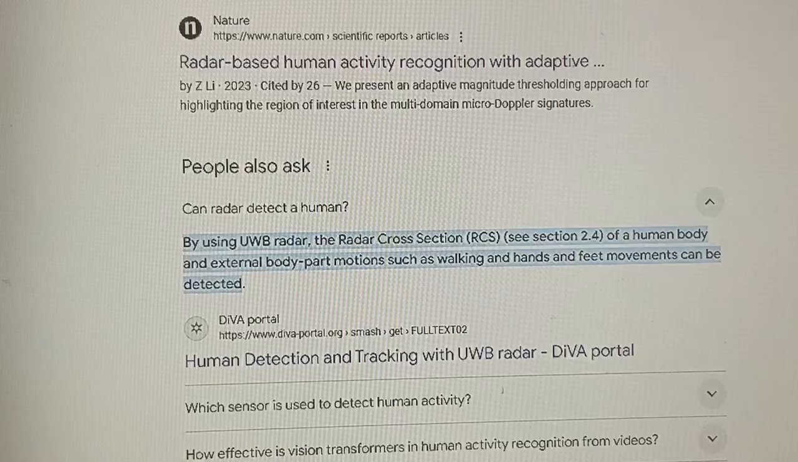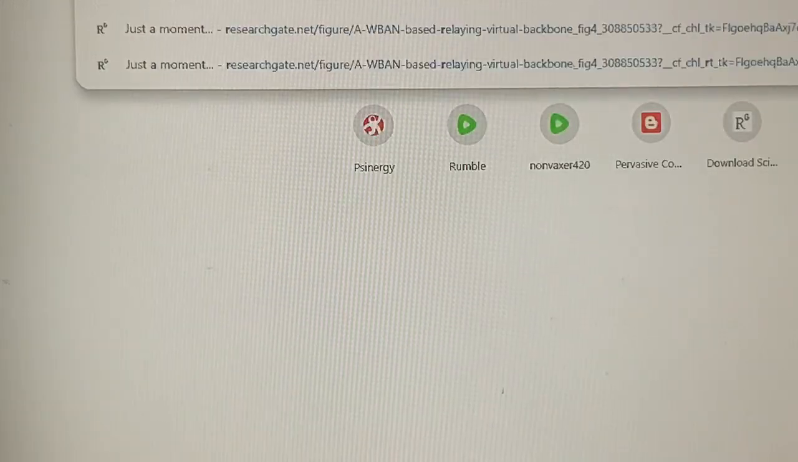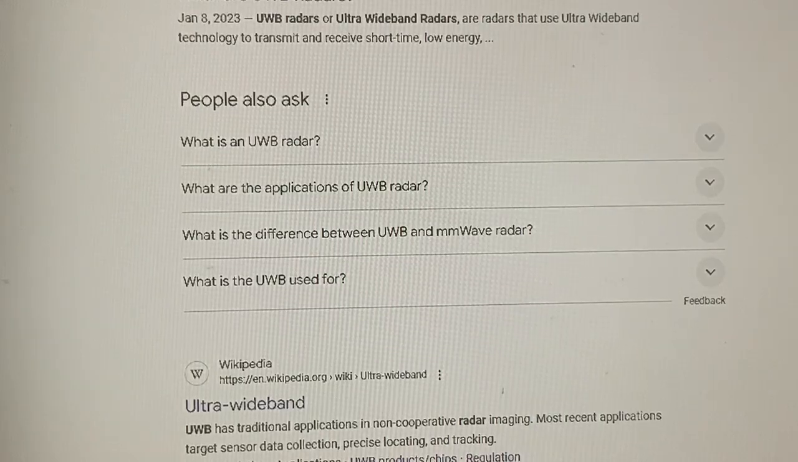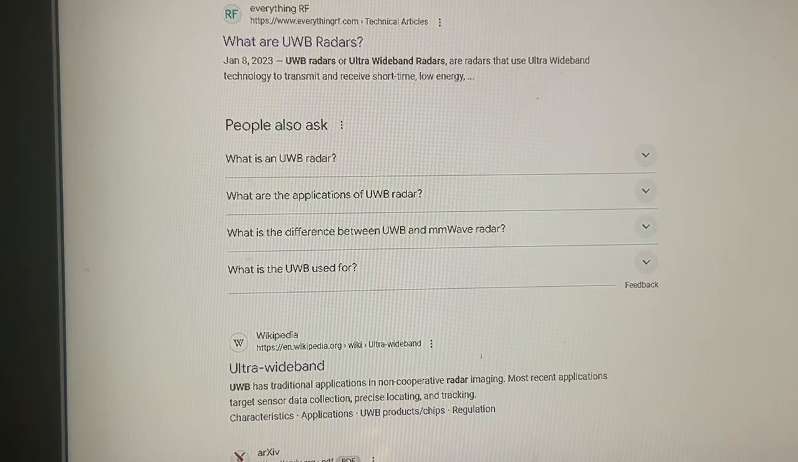Can radar detect a human? By using UWB radar. What's that? The radar cross-section, RCS, of a human body and external body part motions, such as walking and hands and feet movements, can be detected. Oh, what is UWB radar? Ultra-wideband radars are radars that use ultra-wideband technology. What is that?